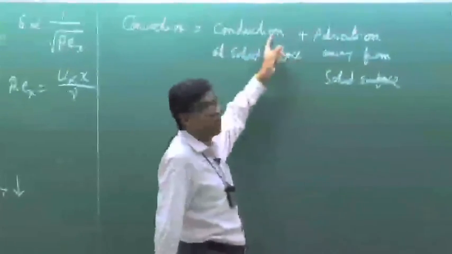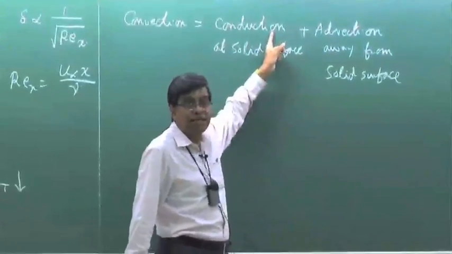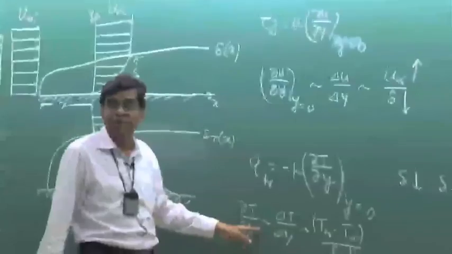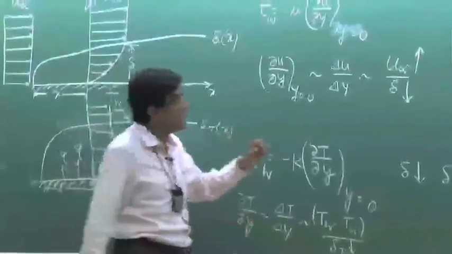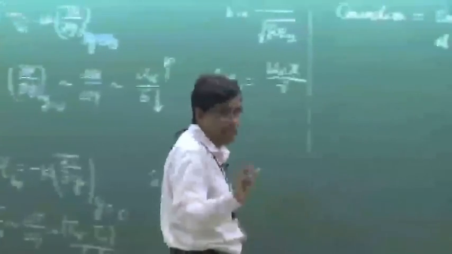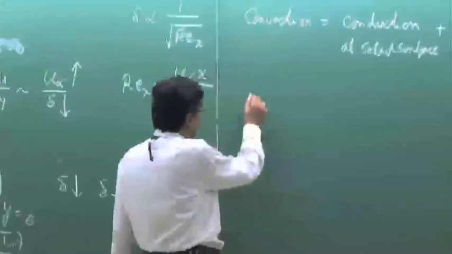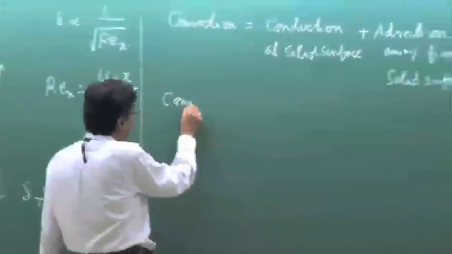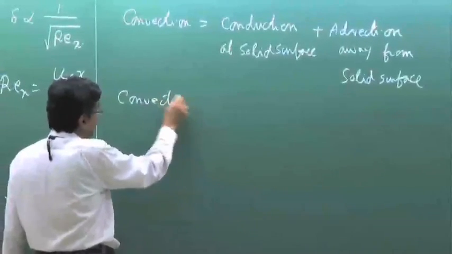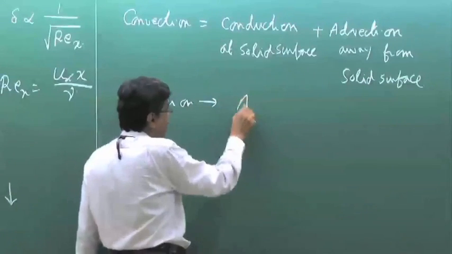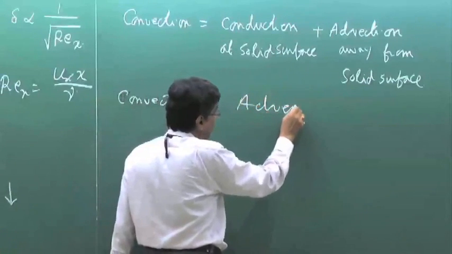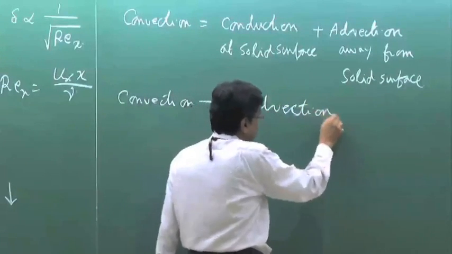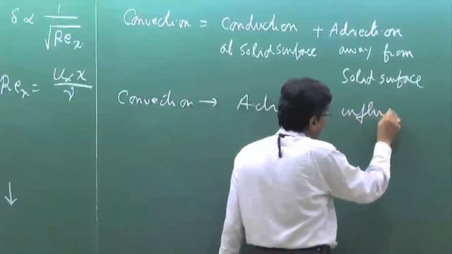So if we increase the advection, conduction is enhanced, and if you decrease the advection, the conduction heat transfer is decreased. And this is the reason for which I tell you, we will not get this in any book. I usually tell that convection, mechanism-wise, is advection-influenced conduction.